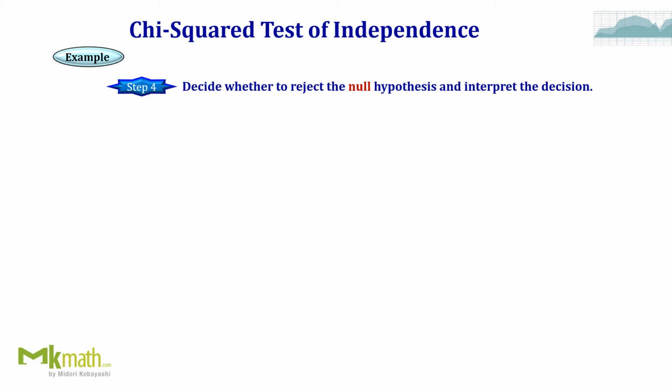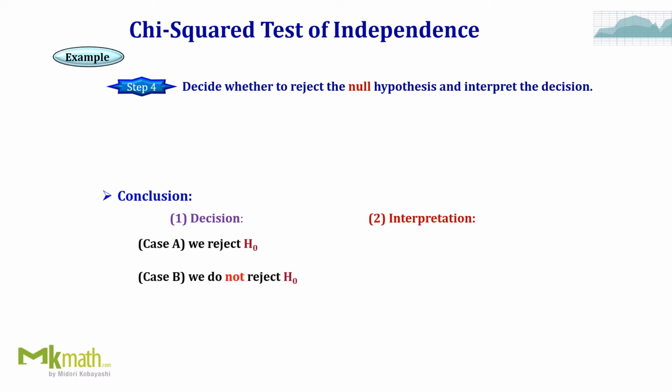Step 4. Conclusion. In a conclusion, we need to write 2 sentences. One is a decision and the other one is the interpretation. For the decision sentence, decide whether we reject a null hypothesis or not. Please do not say accept a null when you cannot reject a null, as they are not equivalent. For the second sentence, we need to state whether there is enough evidence to support the alternative hypothesis or not.